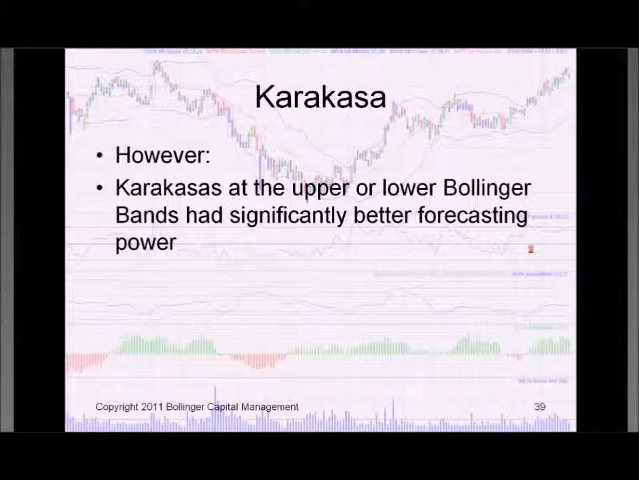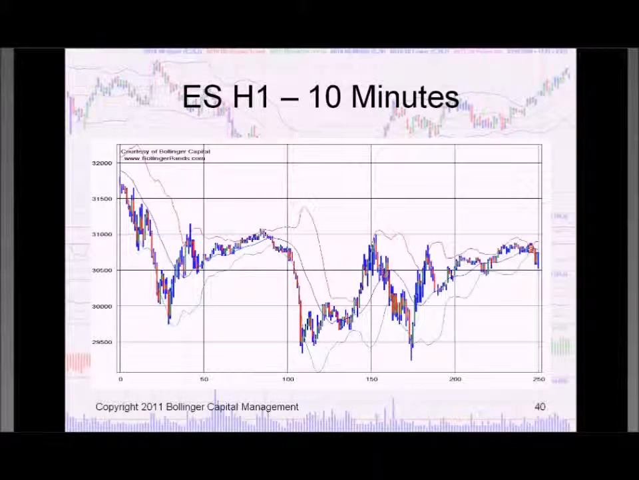So I went and tested, and I found that Caracasas at the upper or lower Bollinger Bands had significantly better forecasting power. In specific, I found that Caracasas at the lower band had more forecasting power than Caracasas at the upper band, but the Caracasas at both of the bands had statistically significant forecasting power.